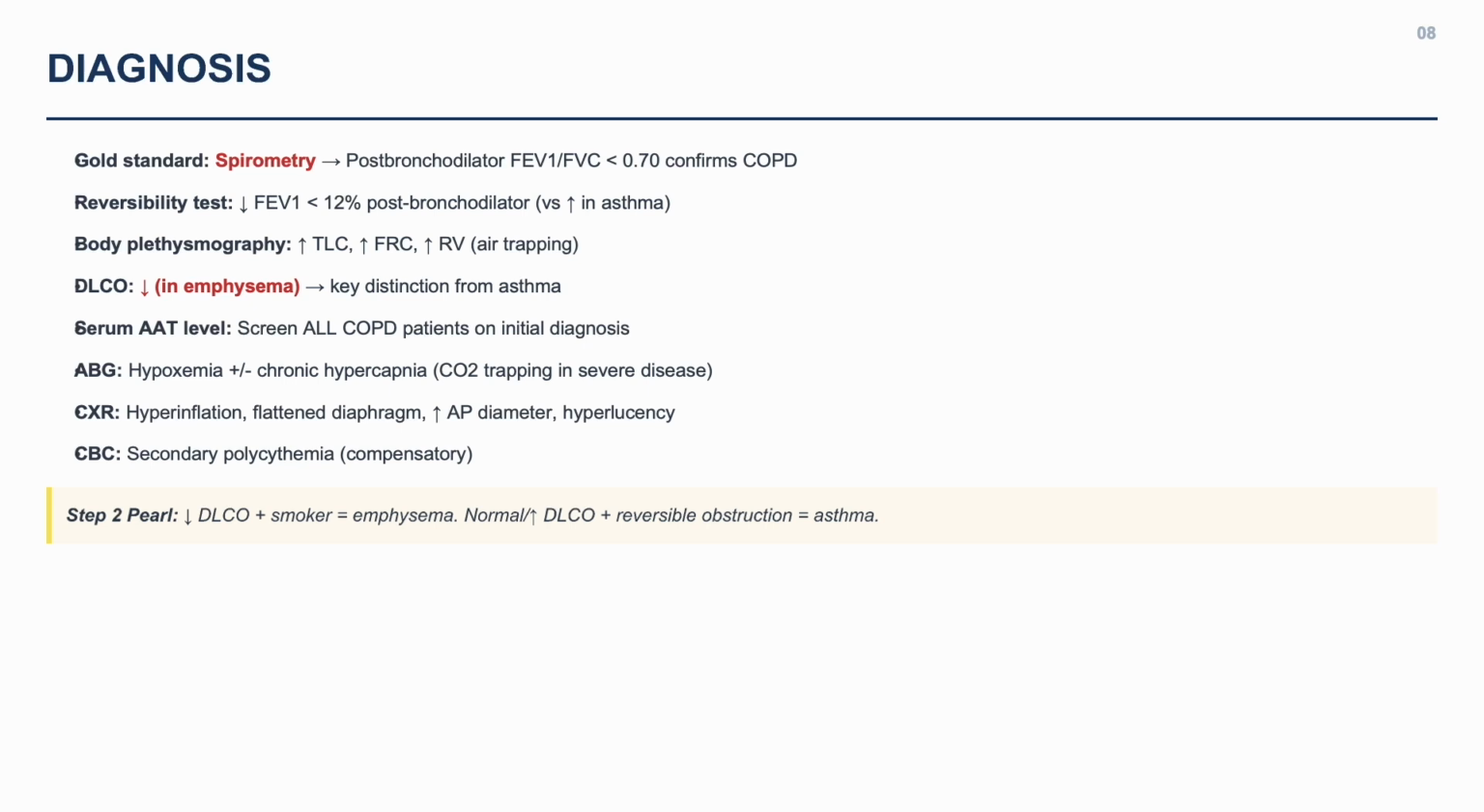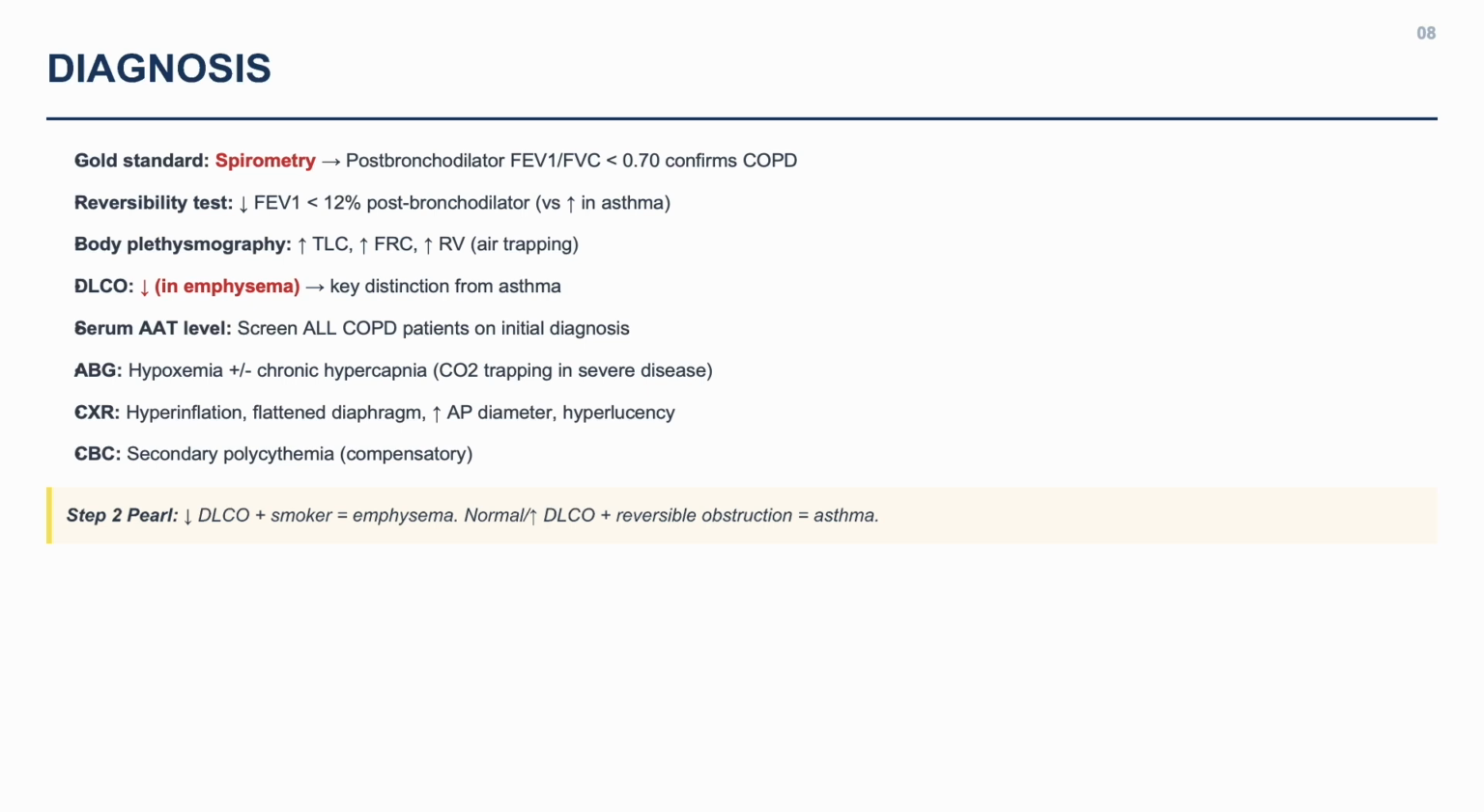Spirometry is the gold standard for diagnosing COPD. A post-bronchodilator FEV1 to FVC ratio below 0.70 confirms the diagnosis. Unlike asthma, the reversibility test shows less than 12% change in FEV1 after bronchodilator. This is the hallmark of fixed obstruction. Body plethysmography shows increased total lung capacity, functional residual capacity, and residual volume, reflecting air trapping. DLCO is decreased in emphysema, a critical distinction from asthma, where DLCO is normal or elevated.